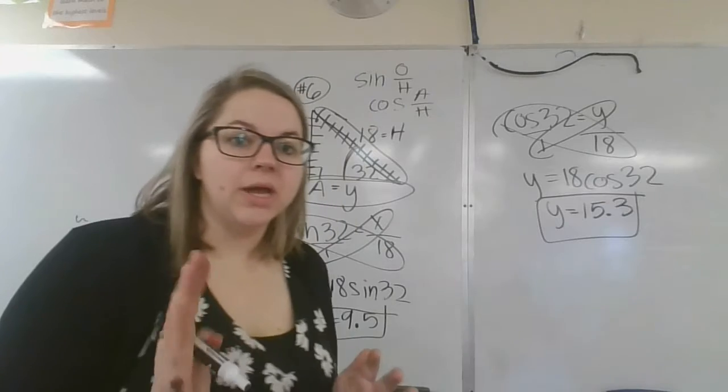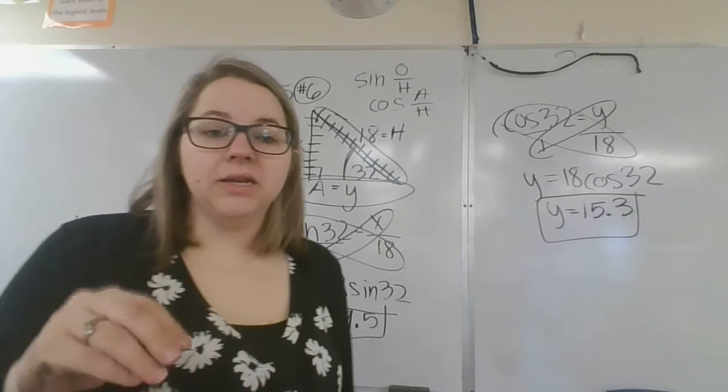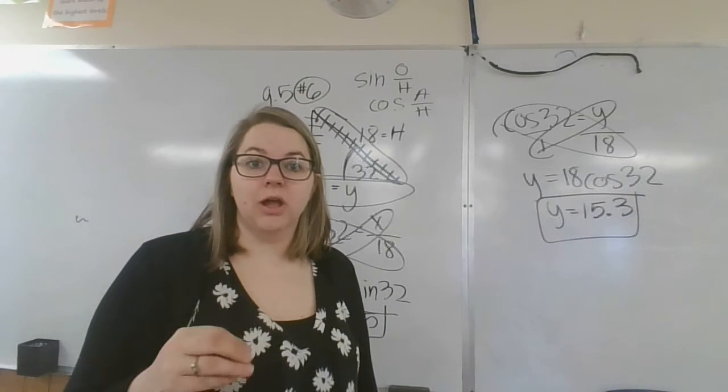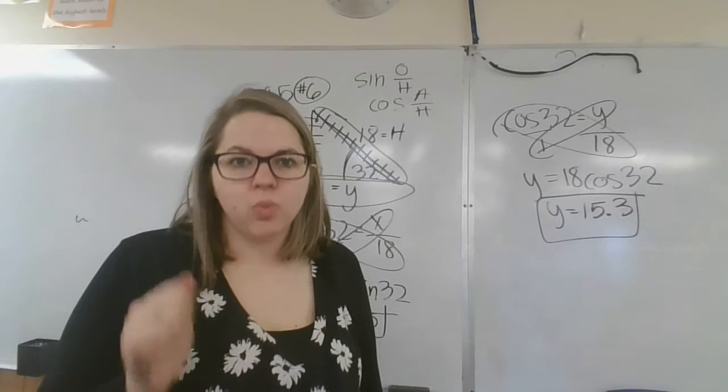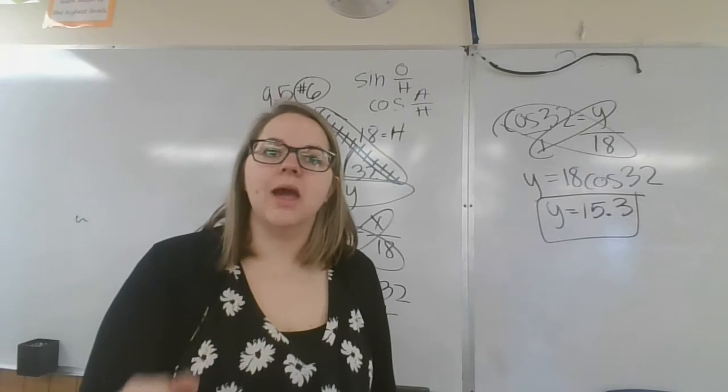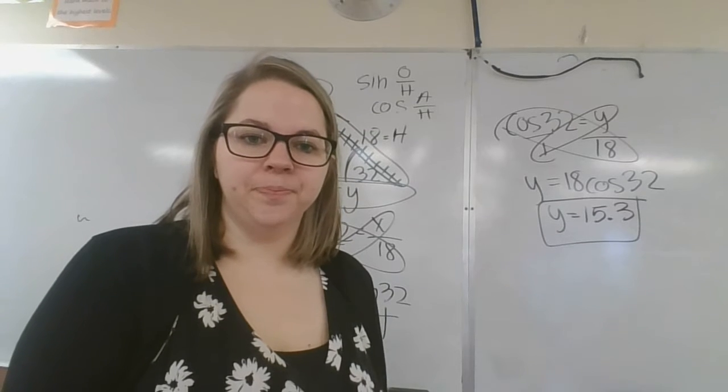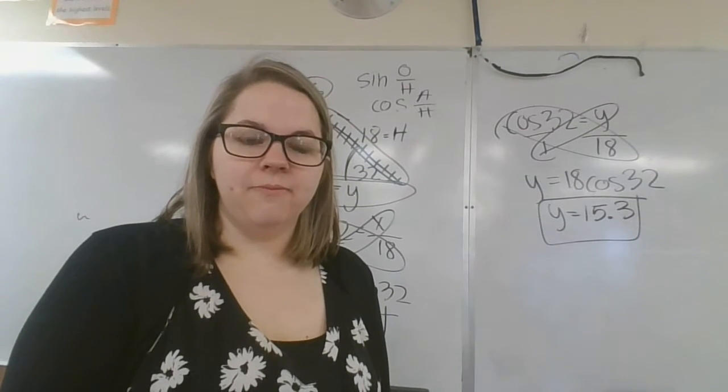Now when you're putting your answers in and Big Ideas asks you to round to the nearest 10th or 100th, and you don't do that, it will mark it wrong. So make sure you're looking at the directions of what it's asking you to do. All right, so let me set up for number 7.